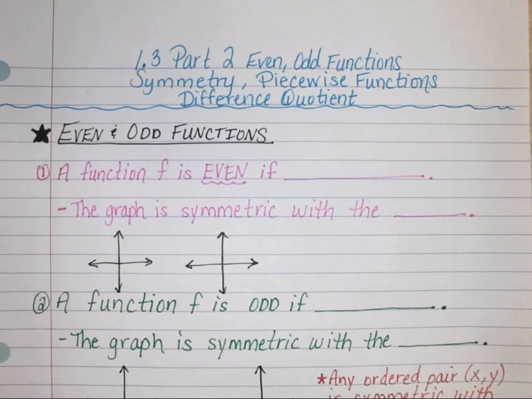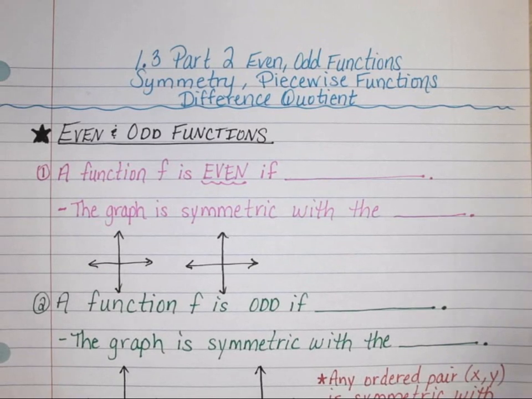Okay, here's the second part to 1.3, even, odd functions, symmetry. We're going to look at piecewise functions, talk about how to graph those in Desmos so that you don't have to do that by hand. And you'll love that about pre-cal. We start using the graphing calculator a whole lot more than we did in Algebra 2 Trig. In Algebra 2 Trig, you had to do everything by hand. Fun times. And also the difference quotient.